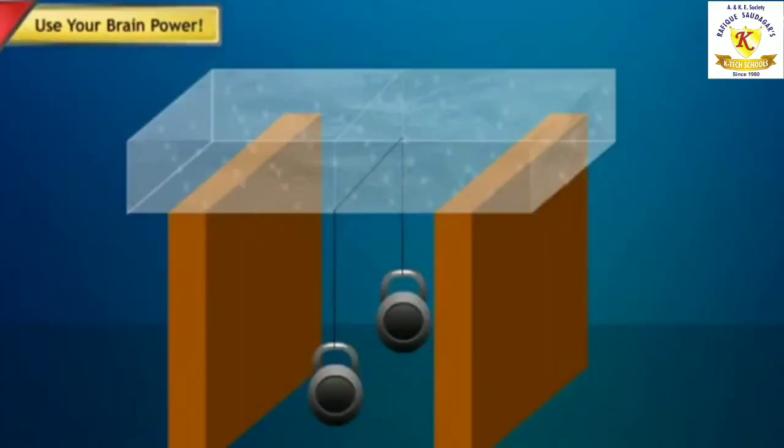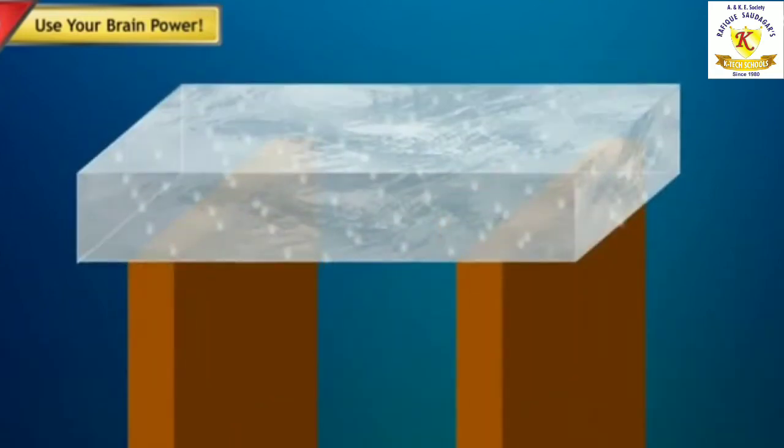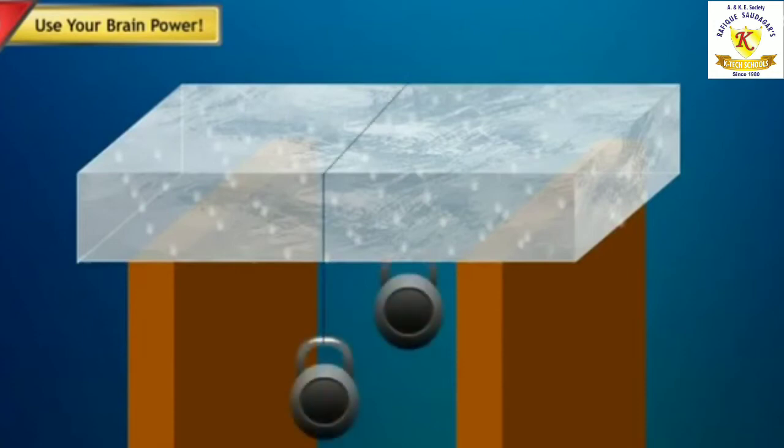Use your brain power now. In the above experiment, the wire moves through the ice slab. However, the ice slab does not break. Why?